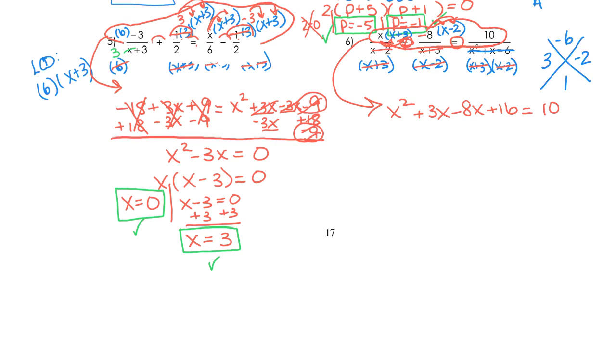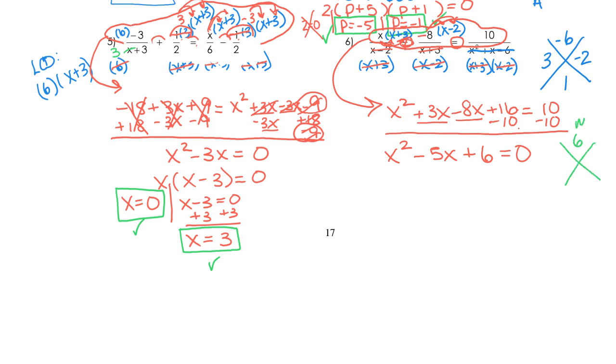All right, I see the square term. It's positive, so it can stay there. I'm going to go ahead and bring my 10 over, and I will have an x squared. Positive 3x minus 8x is negative 5x. And 16 minus 10 is positive 6. And we're equal to 0. That is a nice easy trinomial, so we can put our x box up again. Multiply is 6 and our add is negative 5.